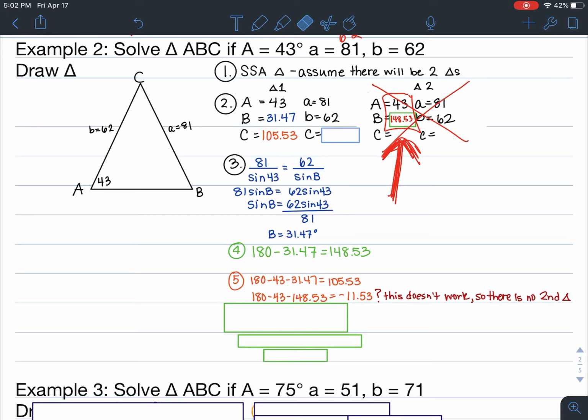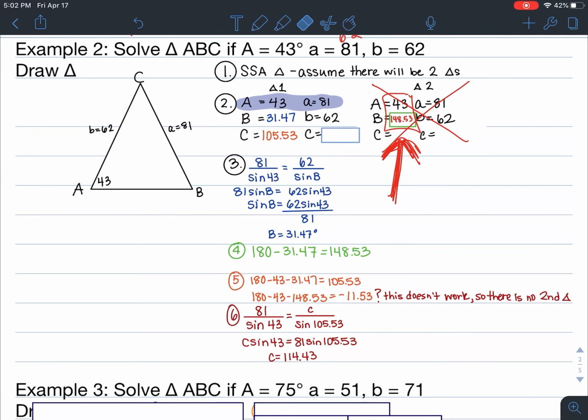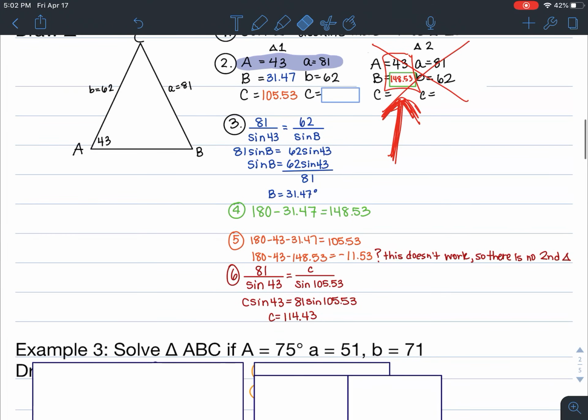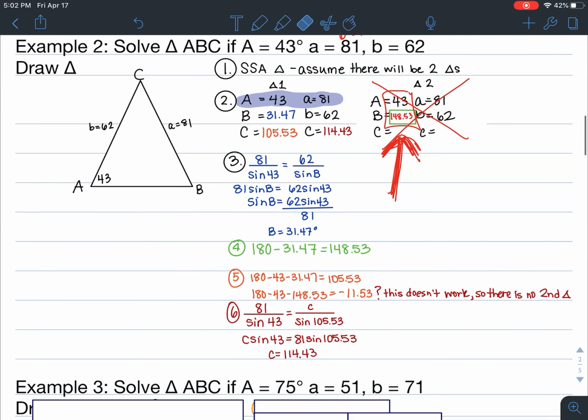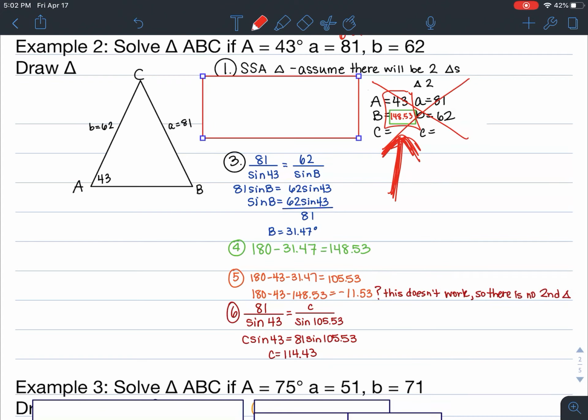Okay. So we determined there is no second triangle. So now I'm going to continue on with the first triangle, finding side C. So I'll set up my law of sines again. I really suggest that you use the pair that's given, just in case you made an error. And then cross multiply, divide by sine 43. Oh, I skipped a step there. I'm sorry, just divide by sine 43 and we get 114/43. And so in this case, this is the only answer here.